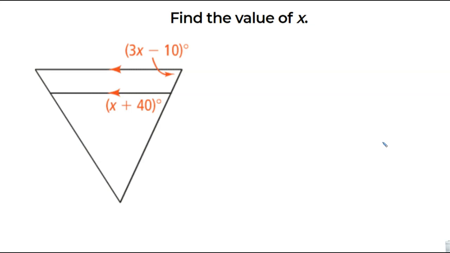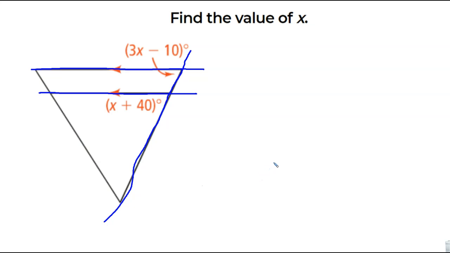All right, next question says find the value of x. And we have a triangle that we're given, but the trick with this one isn't to worry about the whole triangle. All we're going to worry about are these parallel lines, which we know are parallel because they have the arrows on them, and this side of the triangle acting as a transversal.